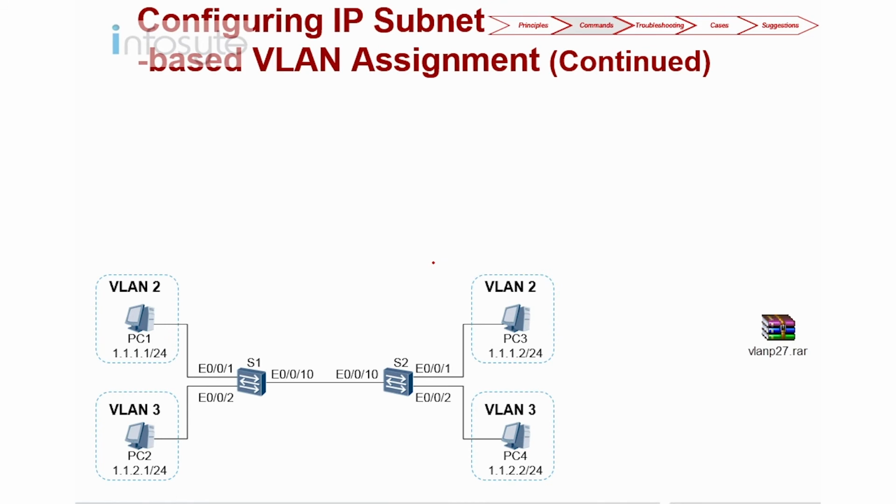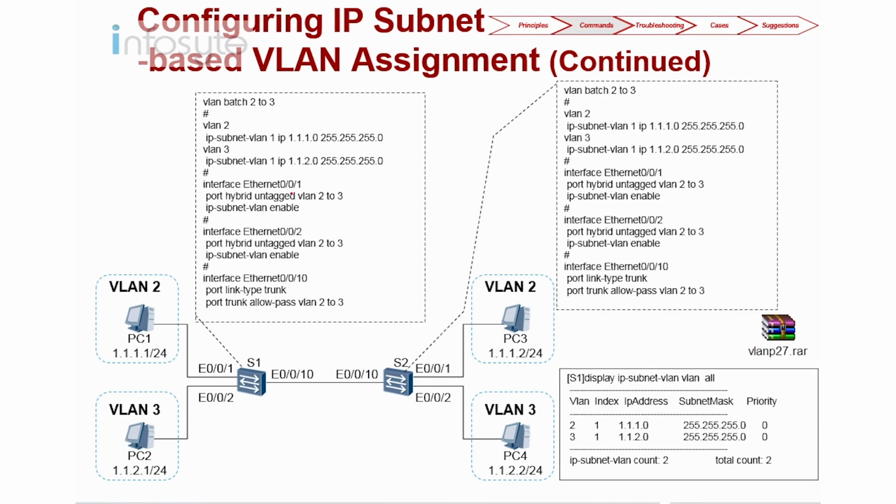Now what you can see here is the configuration. On VLAN 2 we are going to configure IP subnet VLAN, and this is the index. And IP subnet VLAN under VLAN 3, that's the index. Then we go to the interface and enable IP subnet VLAN. That is all you need to configure based on the IP subnet. So let's jump back into our configuration and see how we can solve this issue.